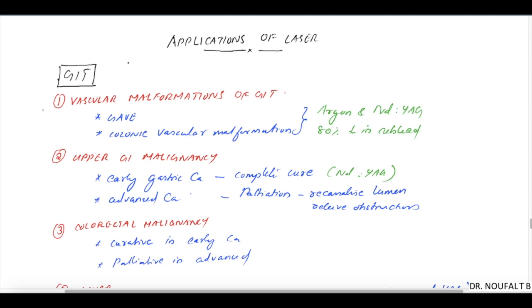Now let us quickly summarize the applications of laser systematically. First is regarding the gastrointestinal tract. Laser can be used for the treatment of vascular malformations of the GIT, like gastric antral vascular ectasia and colonic vascular malformation. Here argon or Nd:YAG laser can be used, with 80% reduction in rebleed.